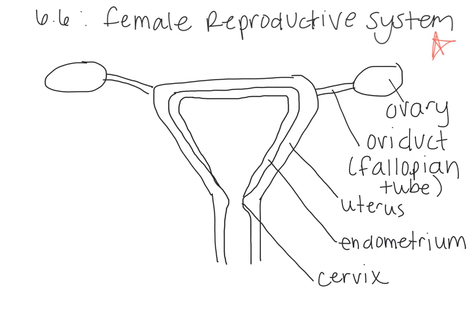And then we have the vagina. This is also called the birth canal, the pathway to the outside. Some people, in their drawings of the female reproductive system, you may see them shade in the endometrium. That's perfectly fine if you want to do that just to make this a little bit easier to see, but you certainly don't have to. And that's the female reproductive system.